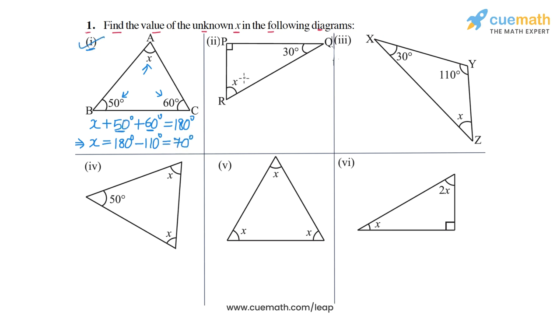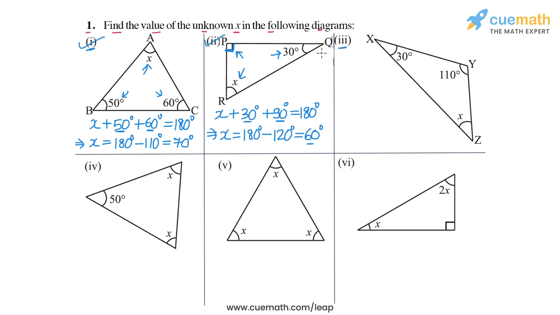Then in part 2, the three interior angles of the triangle are x, 30 degrees and this angle which is indicated to be 90 degrees, right? So we can write x plus 30 degrees plus 90 degrees will be equal to 180 degrees. So 30 plus 90 is 120. So from here we can write x will be equal to 180 minus 120, which will become equal to 60 degrees. So 60 degrees is the answer for part 2.